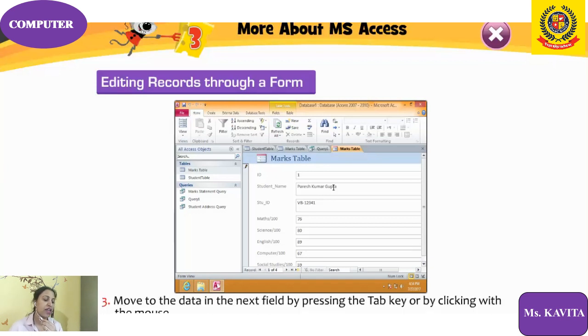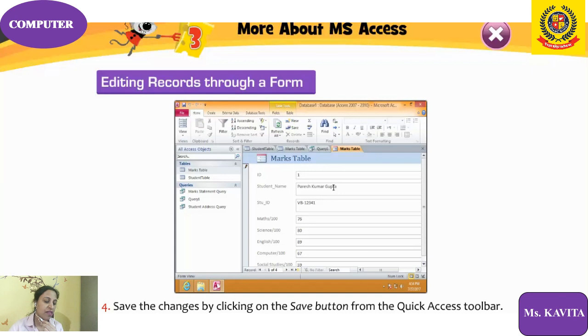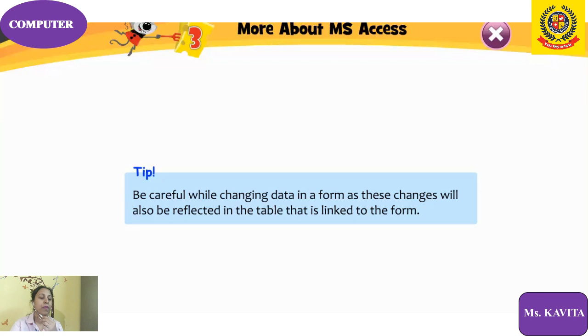Move the data in the next field by pressing the tab key or clicking on the mouse, or save the changes by clicking on the save button on the quick access toolbar. Tip: be careful while changing the data in a form, as these changes will also be reflected in the table that is linked in the form.